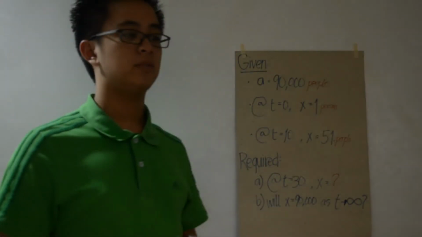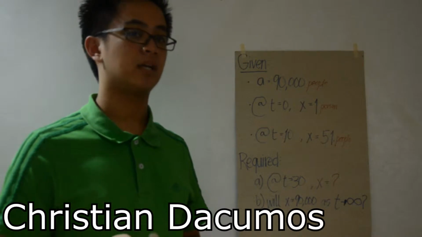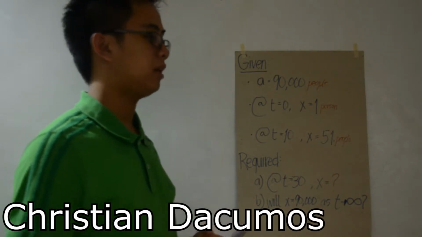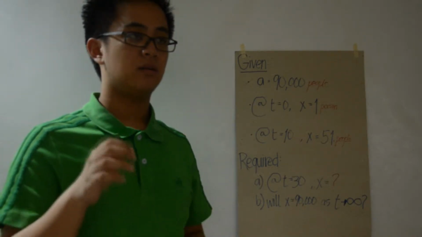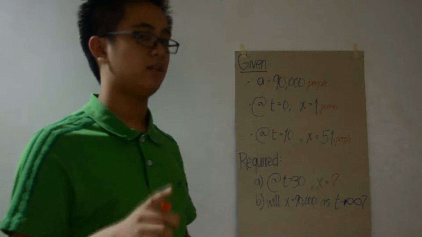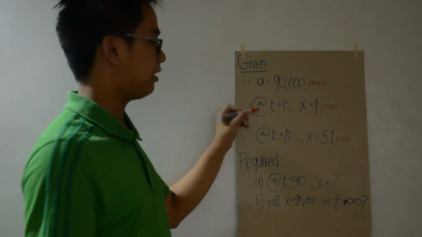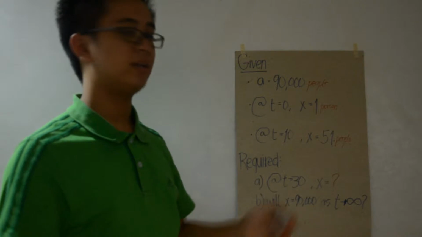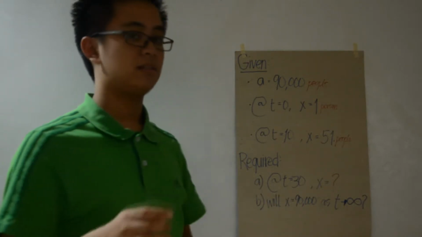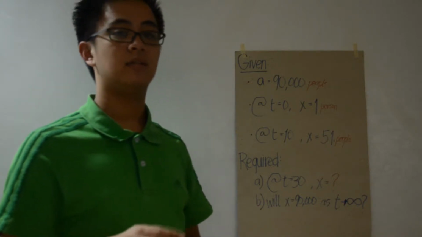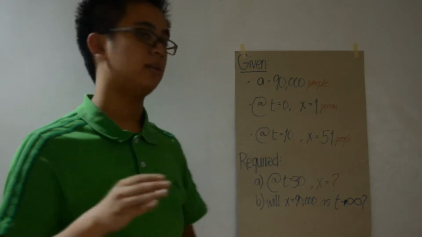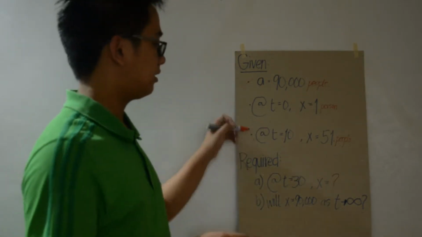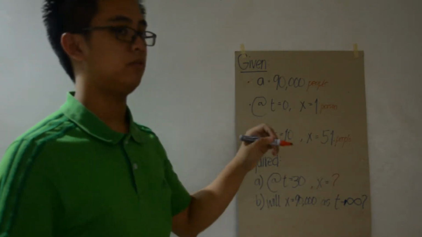First, it was given that the city's population was 90,000, so we represent that with the variable A here. It was also given that there was only one person infected initially, so we represent that with: at t equals 0, x equals 1, where t is the number of days and x is the number of people infected. The problem also stated that there were 51 people infected after 10 days, so at t equals 10, x equals 51.